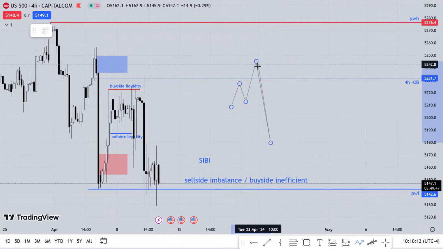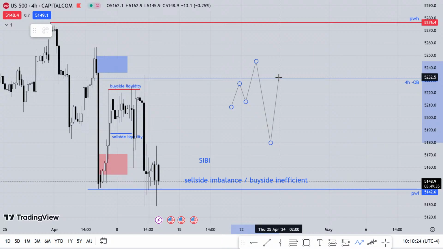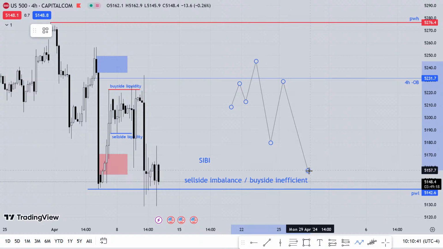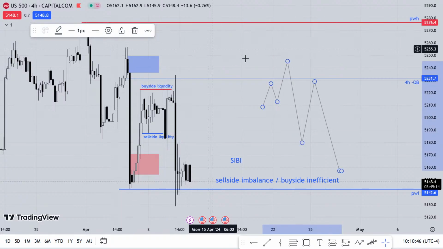So back to the SIBI. When price dropped lower, it was lacking in buy side delivery. So at this future time, price was expected to trade back up to a premium price, to a premium PD array. So that was a tongue twister. The premium PD array here was this bearish order block. So that was what price did and dropped lower. Let's take this off. So this is what it did.